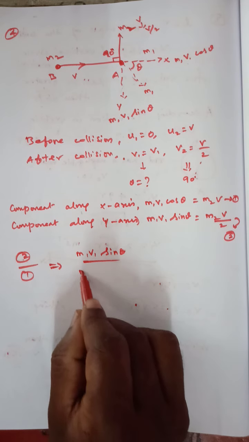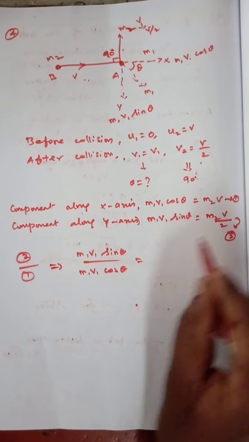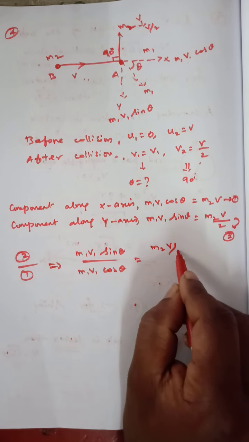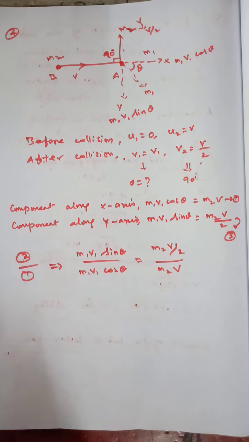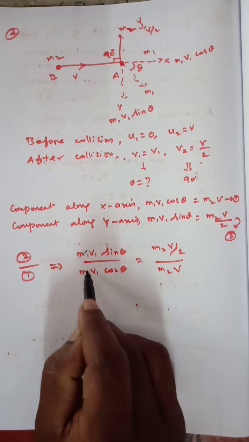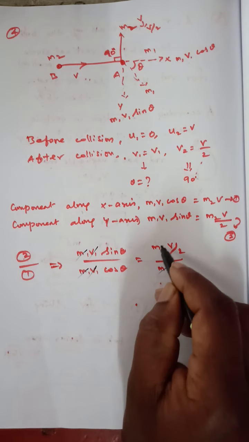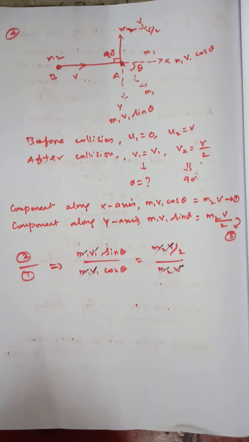For the first equation, m1 v1 cos theta is equal to, on the right side we have m2 v by 2, divided by the first equation, which is m2 into v. For cancellation, cancel m1 m1, v1 v1 also. On the right side, m2 m2 cancel, and v also cancels. So the remaining things we have are sin by cos.